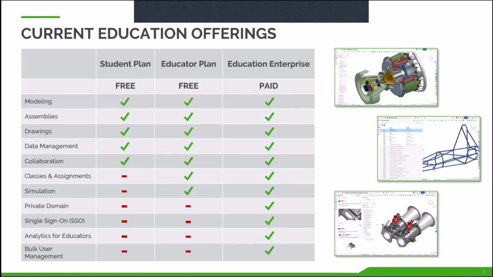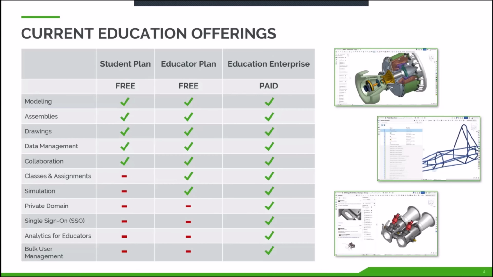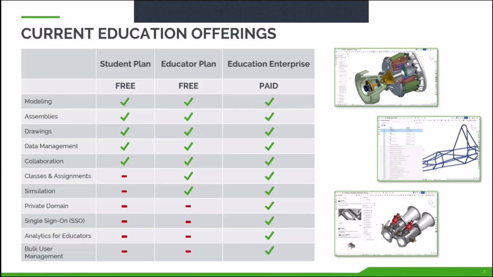It's in the assemblies. The major differences to the enterprise as of right now, we are working on reevaluating this and seeing what else we should add to the education enterprise. Right now, you do get a private domain. So instead of going to cad.onshape.com, you go to bu.onshape.com or uofwisconsin.onshape.com or whatever your private domain is.